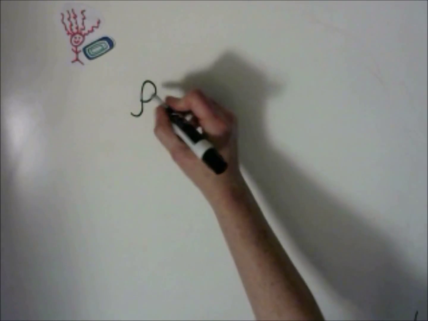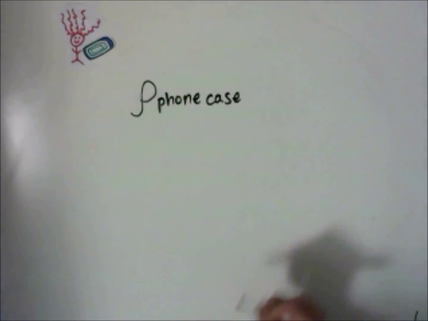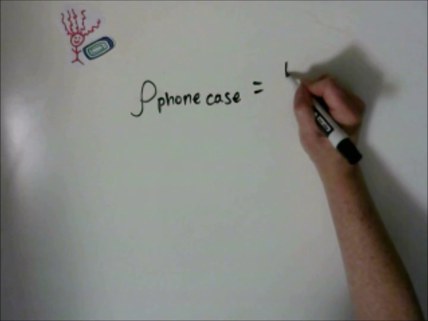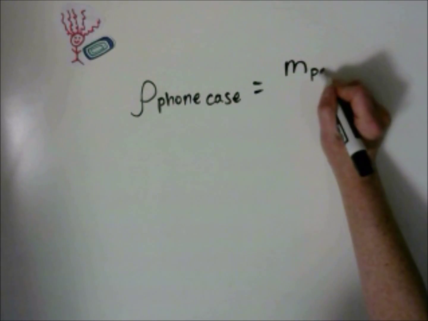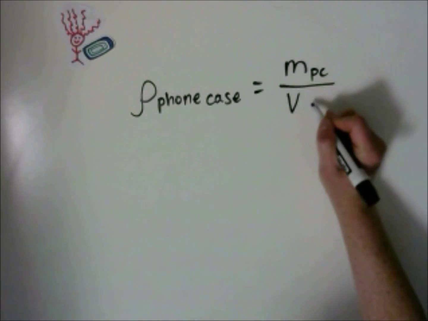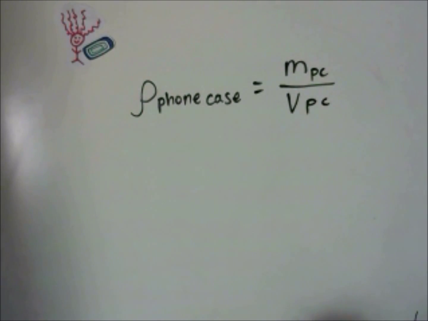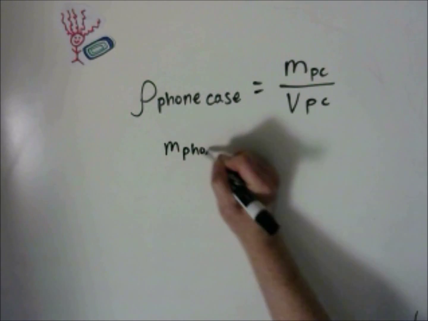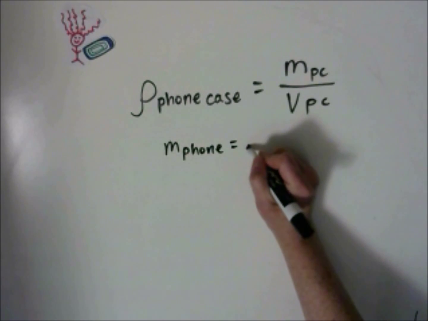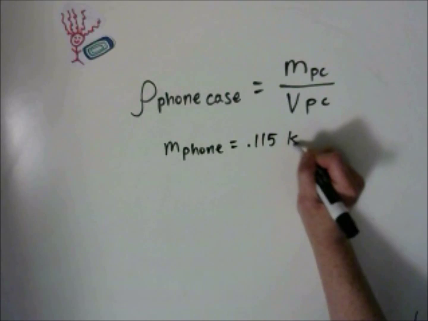Now that we have all this information, let's help Francine determine whether her phone case will float or sink. One way to solve this is by looking at the density of the object. So let's find the density of the phone case. If you remember, density is equal to mass of the phone case over the volume of the phone case. Now her phone case, we're going to have to include the mass of the phone inside it also. The mass of her phone is 0.115 kilograms.